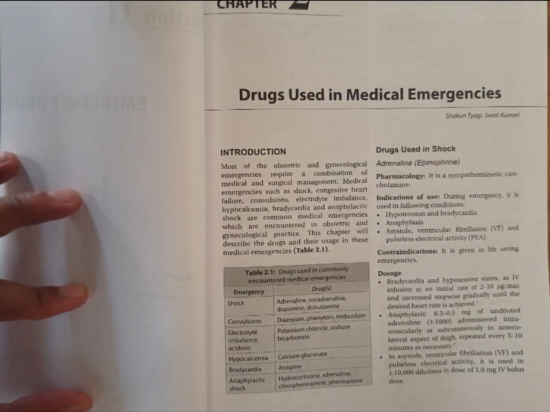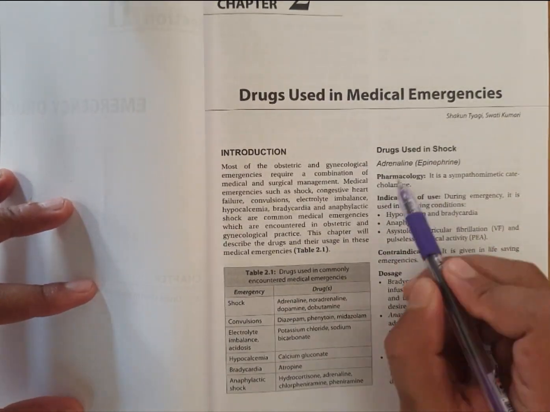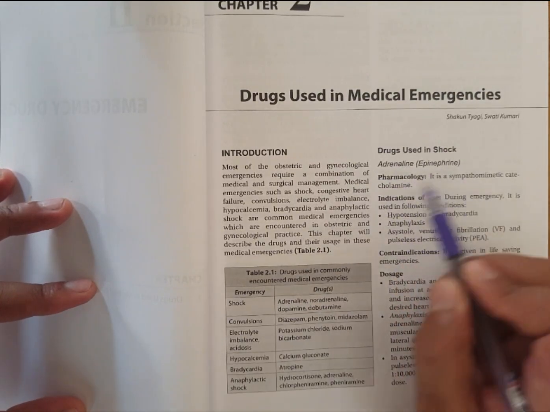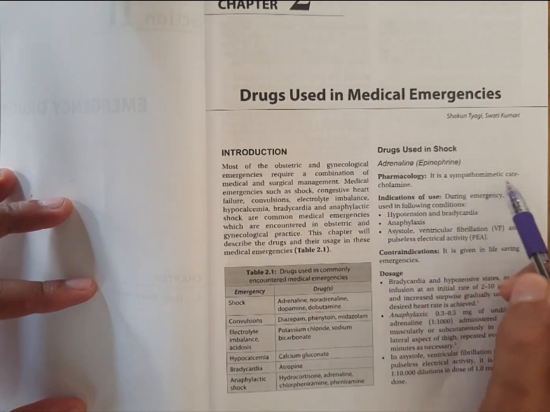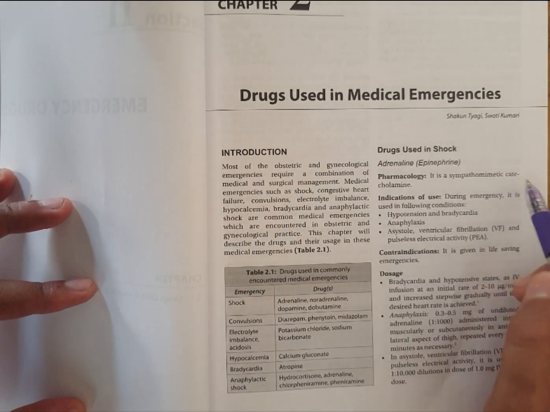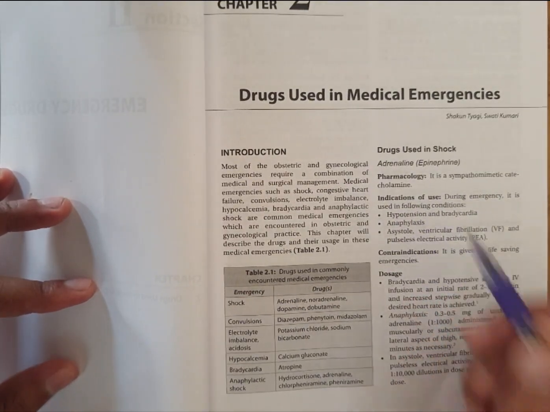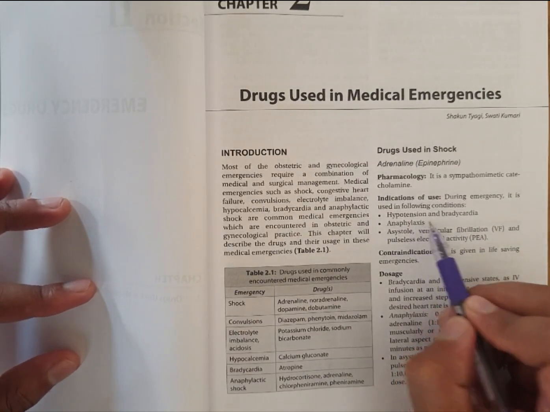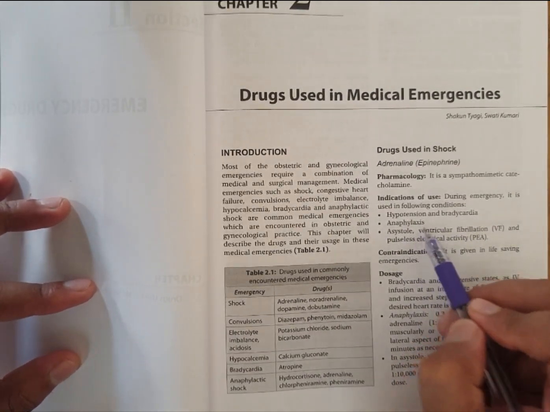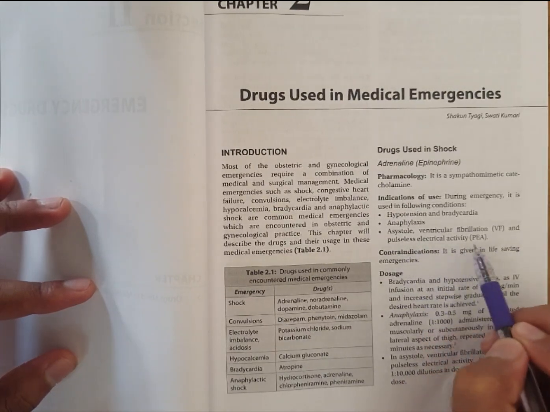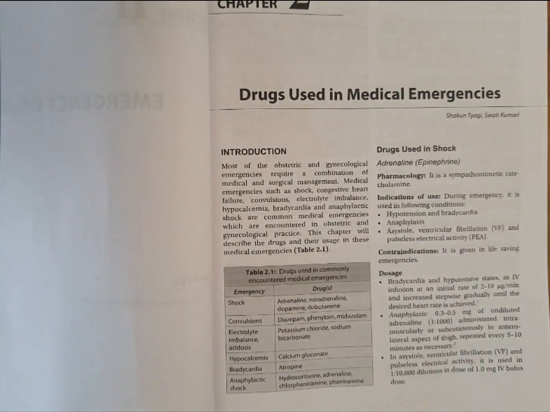Okay. What are the drugs used in shock? Adrenaline, epinephrine. Pharmacology: it is a sympathomimetic catecholamine. It is used in the following conditions: if the patient develops hypotension, bradycardia, anaphylaxis, asystole, ventricular fibrillation, pulseless electrical activity. In those conditions, you can use adrenaline. Contraindication, there is none. It is a life-saving emergency drug.